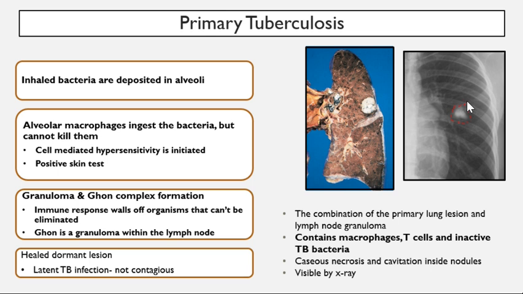And then there's the Ghon complex, which is a granuloma within a lymph node. I don't have a picture of that, but this is a picture of the granuloma right there. You can see the white part that has formed around it. They can get quite large, depending on how much bacteria is there. And then there can be a latent TB infection, but those typically are not contagious.